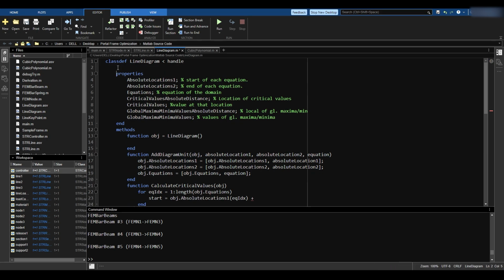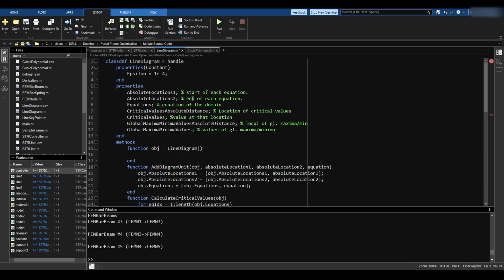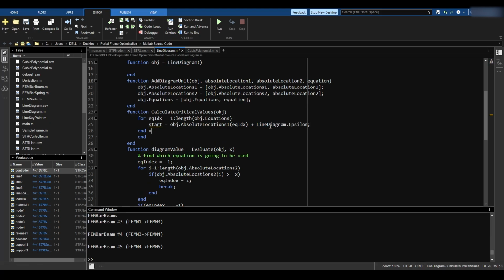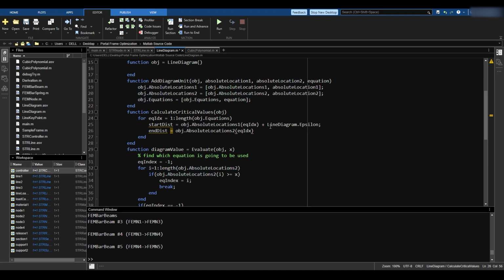Let me go to the line diagram here, call in properties, constants, and end. Wait, without s, constant end. And epsilon equals this, so I'm going to use it now. So here plus line diagram dot epsilon, yes. And the end I will keep as is. And wait, I cannot use end, it's a keyword, right? So start dist and end dist. This is object dot absolute locations 2 of equation index, and that's it.